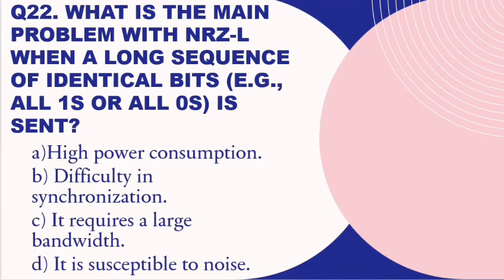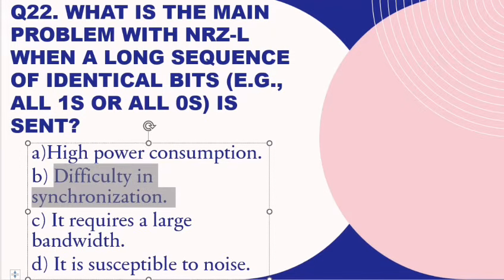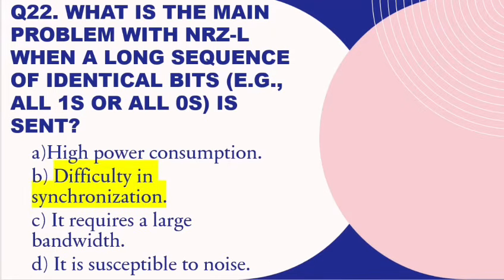Moving on to the next question, question number 22. What is the main problem with NRZ-L when a long sequence of identical bits, for example all ones or all zeros, is sent? Option A, high power consumption. Option B, difficulty in synchronization. Option C, it requires a large bandwidth. Option D, it is susceptible to noise. So the correct answer for this question is difficulty in synchronization.